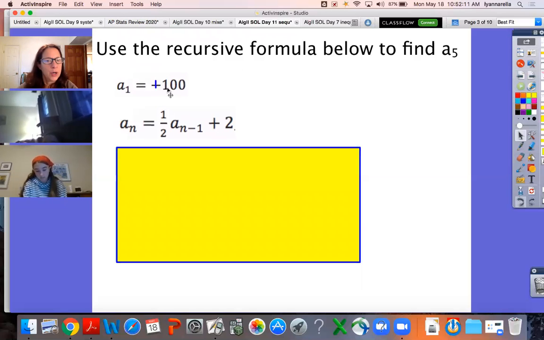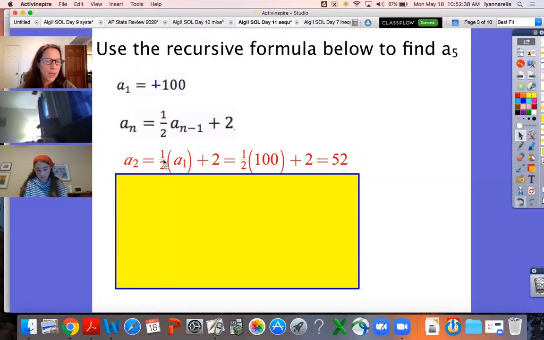Remember I said for the recursive formula, you simply plug in what you have until you get to the term you want. So if I'm looking for a sub 5 and I know a sub 1 is positive 100, then the recursive formula for this particular series is 1/2 of a sub n minus 1 plus 2. So I'm going to take this a sub 1 and put it in the a sub n minus 1. Now I'm finding a sub 2, and I have to use a sub 1 here. If I put 100 in here, I get 1/2 of 100 plus 2 is 52.